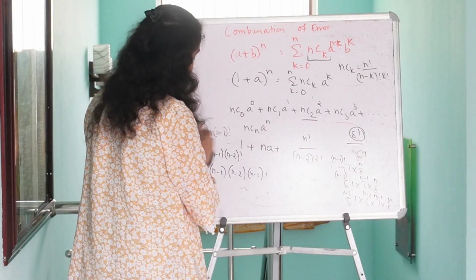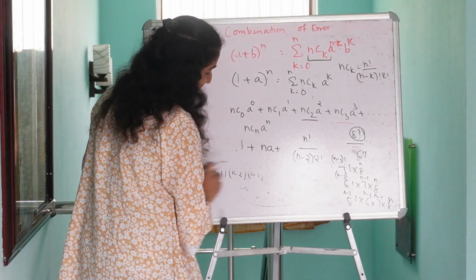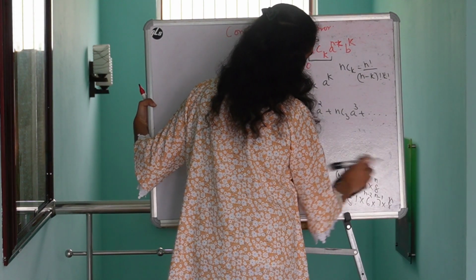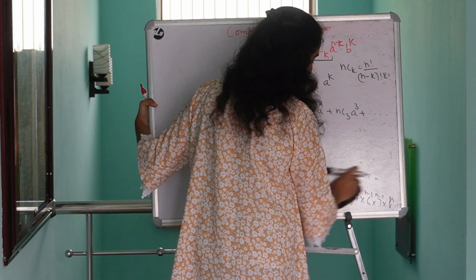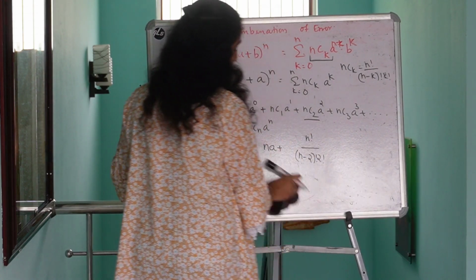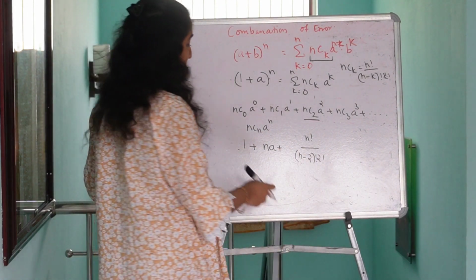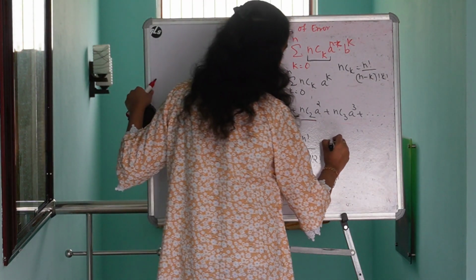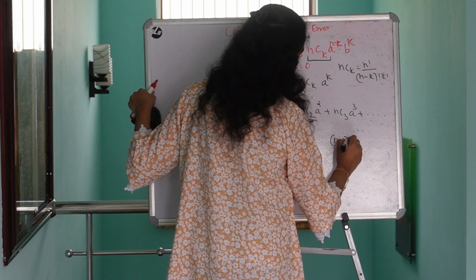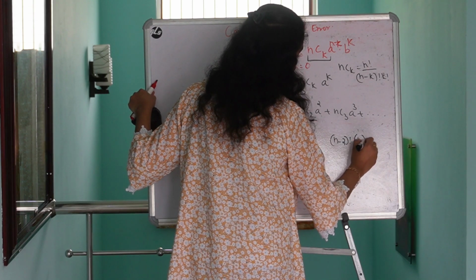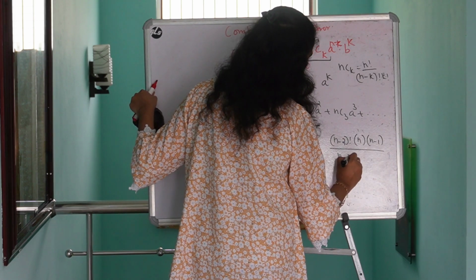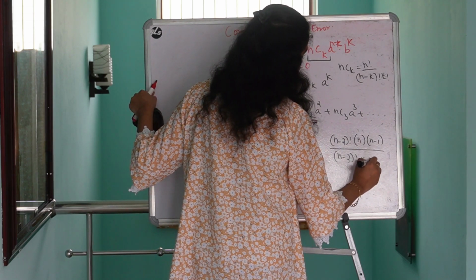So here we have n minus 2 in the denominator. Here we have n minus 2 in the denominator. Isn't it? Yes. So how can you write n factorial in terms of n minus 2 factorial? We can write n minus 2 factorial into n minus 1 into n, divided by n minus 2 factorial into 2 factorial.